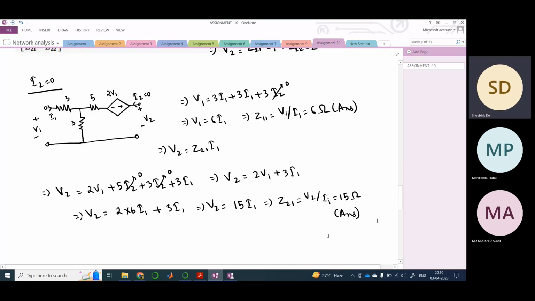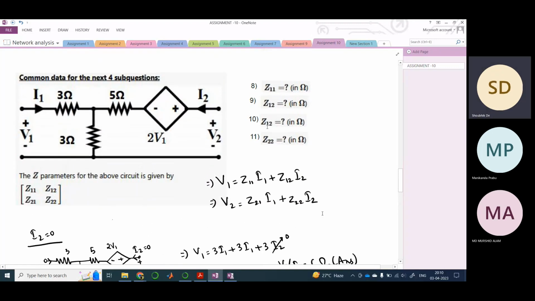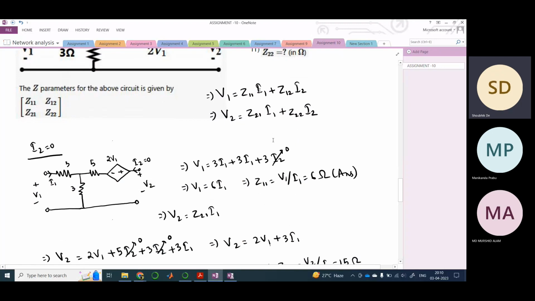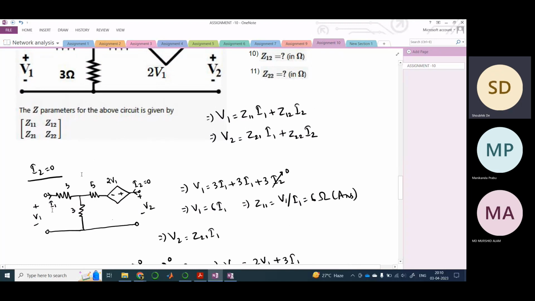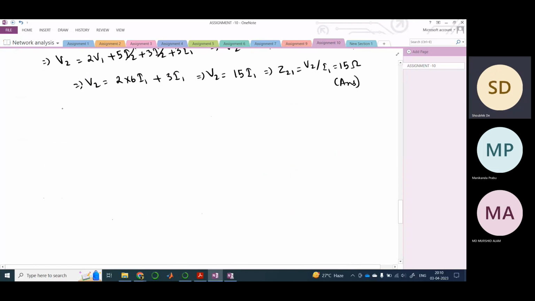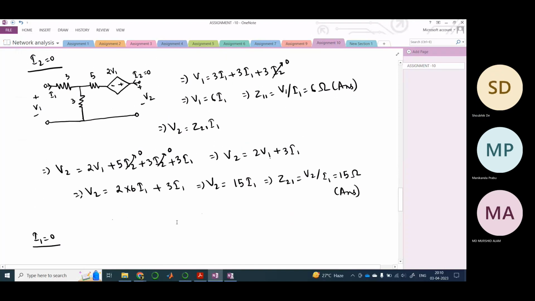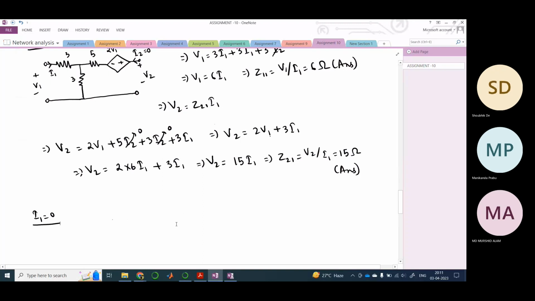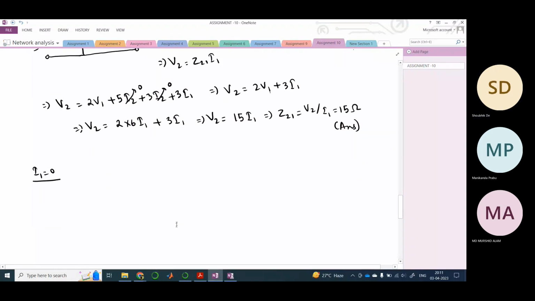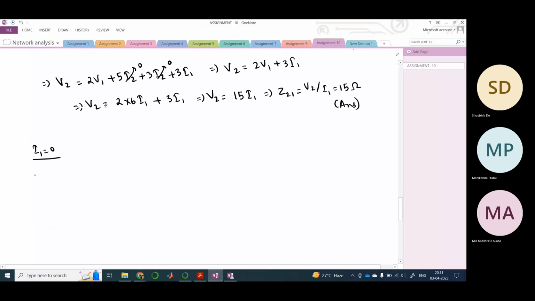Okay. So we have found out Z11, and this would be Z21. Printing mistake. So Z21 we have found out, now these two parameters. For that, we need to make I1 0, that is, open circuit the input terminal. I1 equals 0. Do you have any doubt, anyone? No, sir. Okay. So this is.